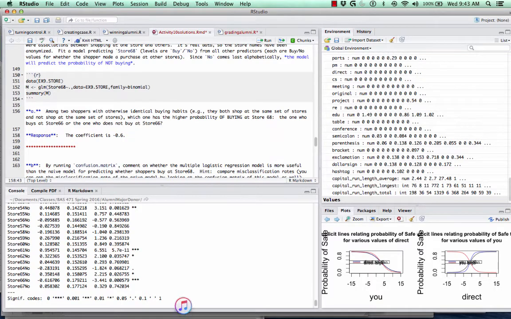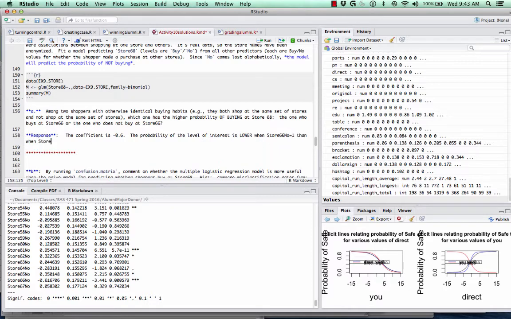And so this is negative. That means the probability of the level of interest is lower when store 66 no equals 1. That's our indicator variable representing this. Than when store 66 no equals 0.